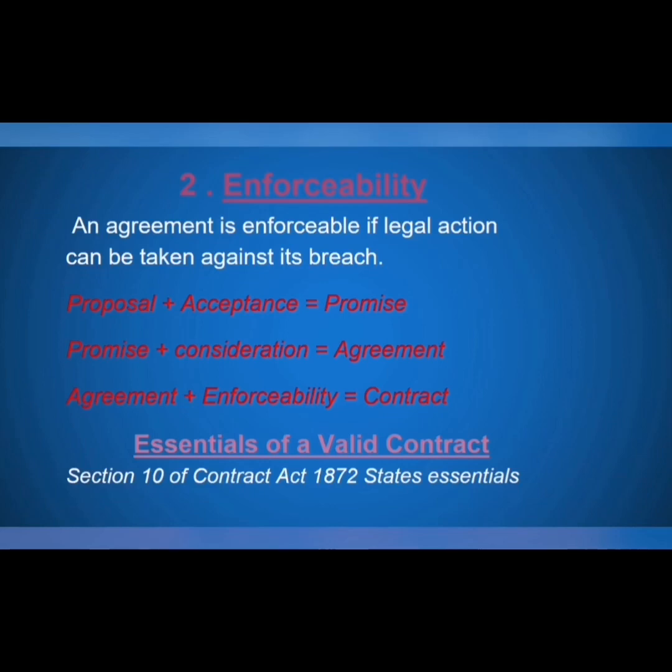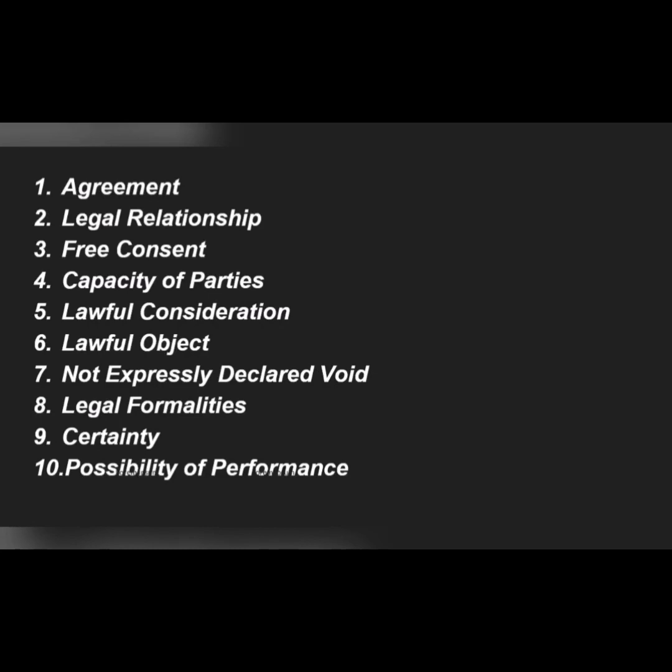So you can say an agreement which is enforceable by law is a contract, or an agreement which is not enforceable by law is simply an agreement. Here come the essentials of a valid contract. These essentials are expressed under section 10 of the Contract Act 1872. Here is a snapshot of all these essentials from 1 to 10.